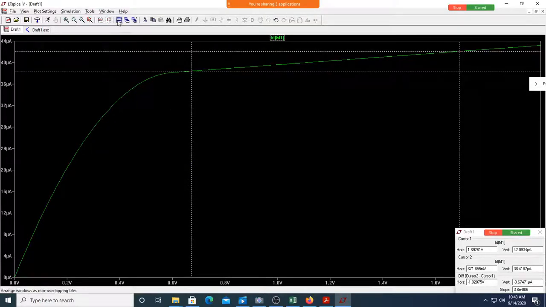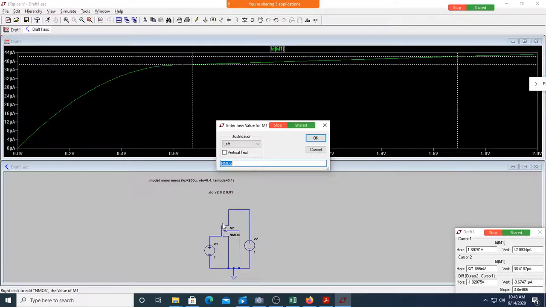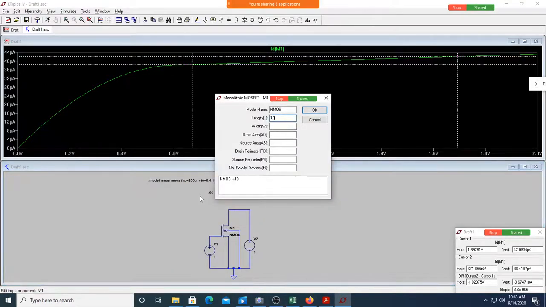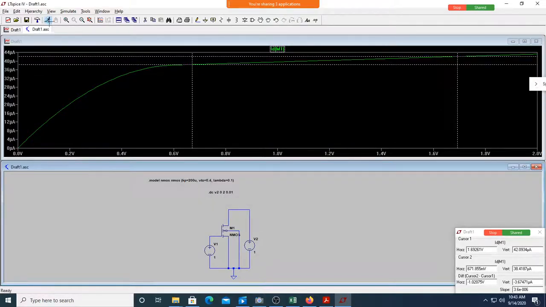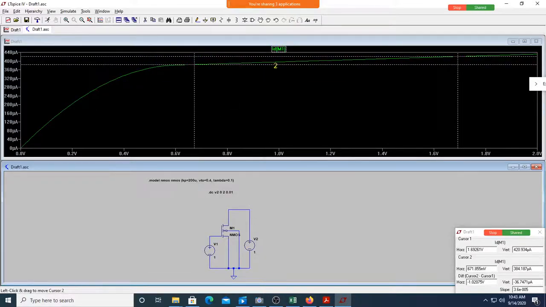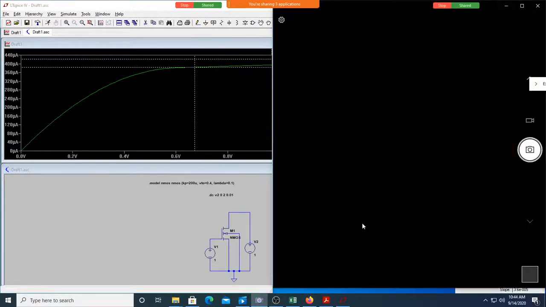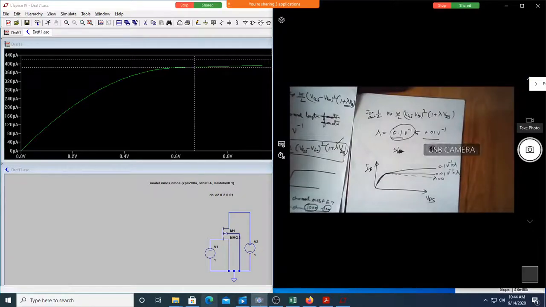Okay, let me also edit the dimensions. I didn't edit the dimensions of the transistor, because we need to verify now. So let this be 10 micro and let this be 100 micro. Done. Let me run. Okay, now fine. Can you find out the exact value of current that we are getting? You can take the values of VDS also. Let me show my camera also, so that you can verify the current that I'm getting. Is it correct or not?